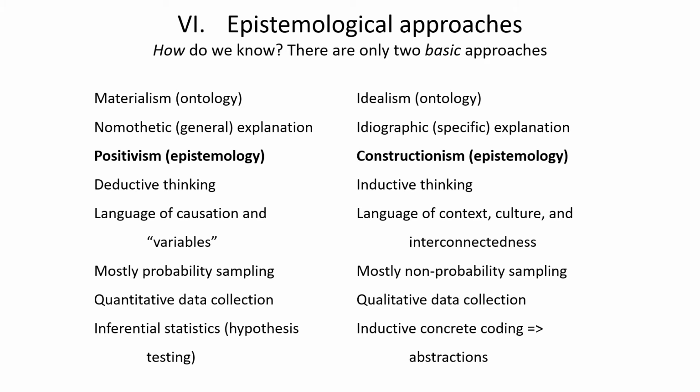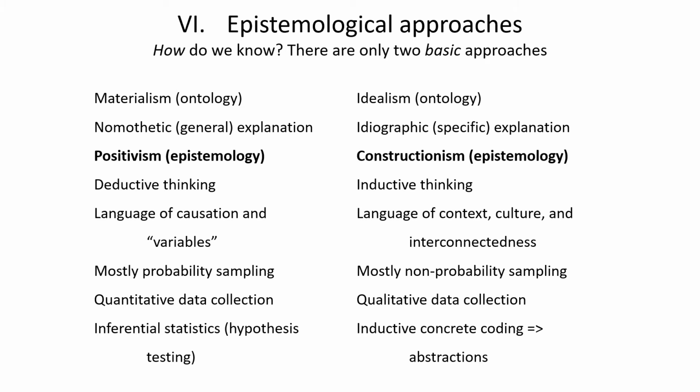If you are an idealist, if you think ideas are hugely important in human society, you're going to get much more specific in your explanation. You're going to be a constructionist. You're going to skip this whole, hey, I have an idea, let's test it. You're not going to do that. You're going to be inductivist. You're going to think, let's go with an open mind. Let's look at the data, then come to conclusions. You're going to think about and use the language of context, culture, interconnectedness.